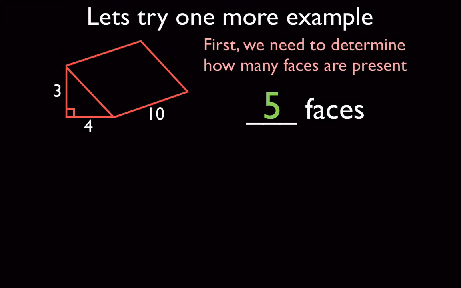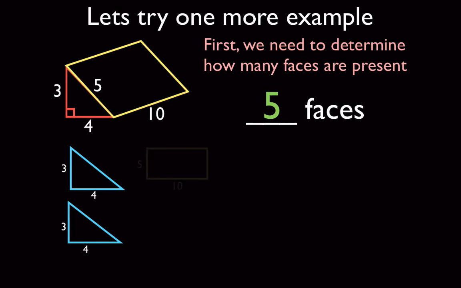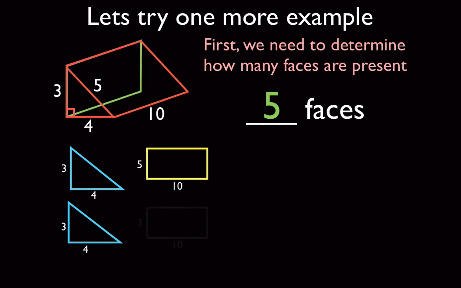All right, so now we're going to draw them out. We have 2 triangles. The rectangle that you see right there. And the bottom.